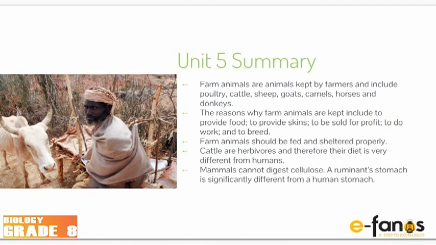Farm animals should be fed and sheltered properly. Cattle are herbivores, and therefore their diet is very different to humans. Mammals cannot digest cellulose, which is the material in plants. However, a ruminant stomach is significantly different from a human stomach, and that's how they can do it.